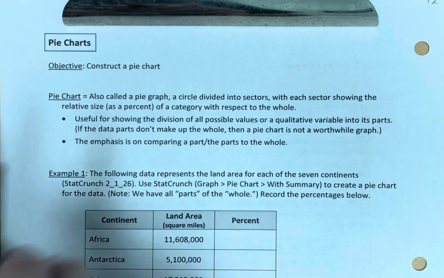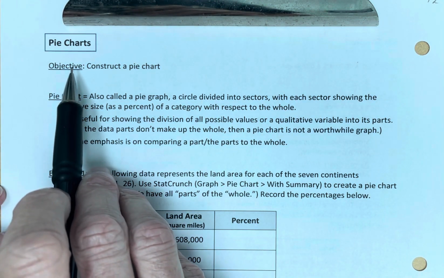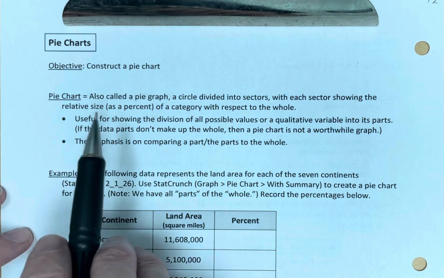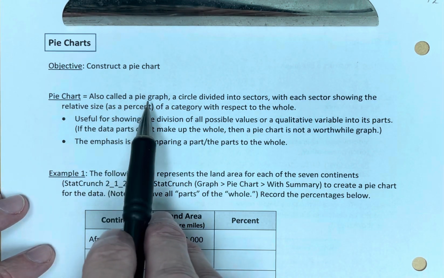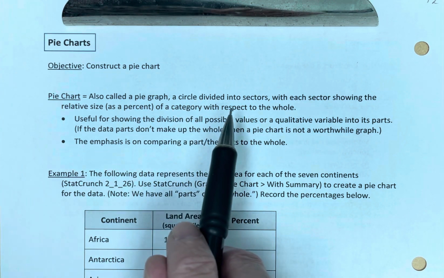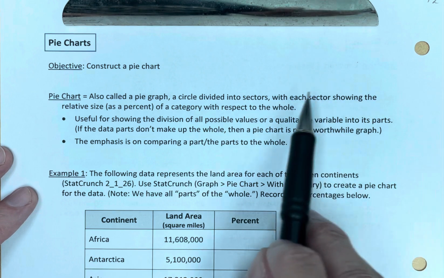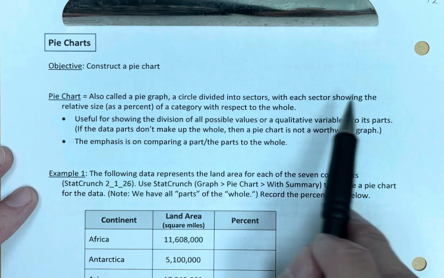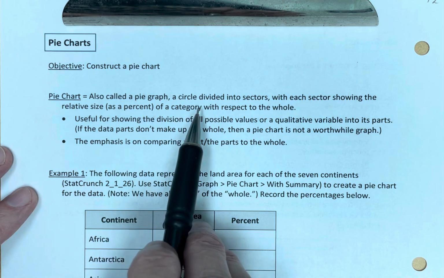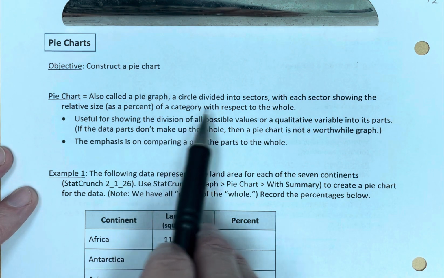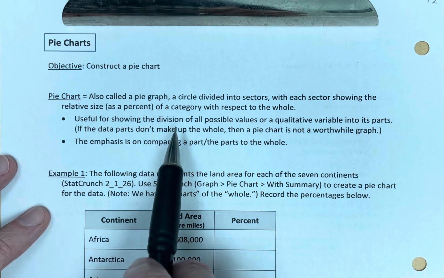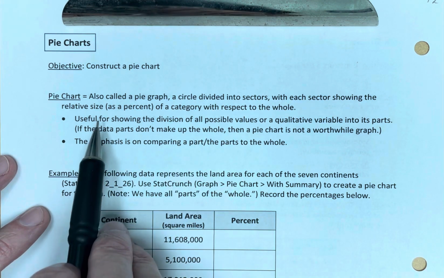Pie charts. Our objective, again, fairly simple. We want to construct a pie chart. Well, what is a pie chart? Also called a pie graph, it's a circle divided into sectors, like pie and slices of pie. In a pie chart, each sector shows the relative size as a percent of a category, and that shows it with respect to the whole. So it's a real nice way to show things where you have parts and wholes.